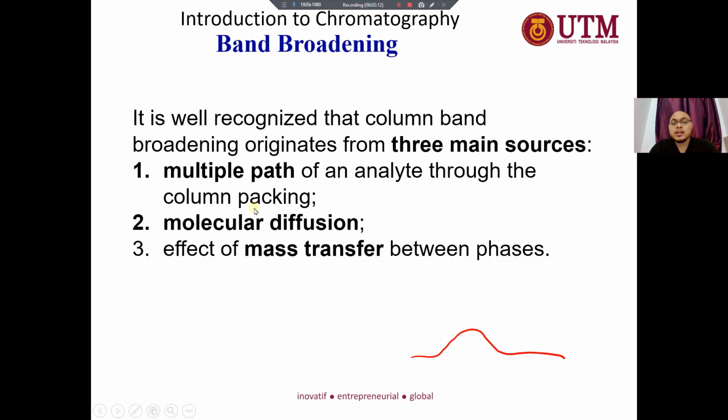So again, there are three main sources of band broadening or peak broadening. The first one is multiple path. The second one is molecular diffusion. And the third one is mass transfer. In the next slides, we will discuss in detail these three effects or sources of band broadening or peak broadening.